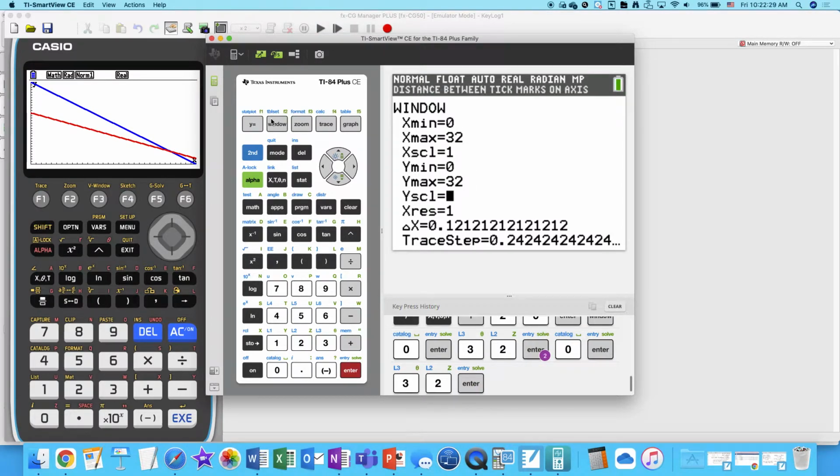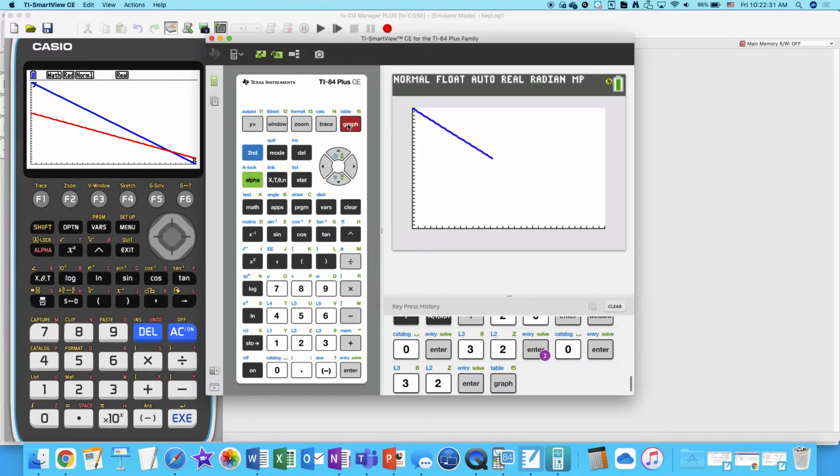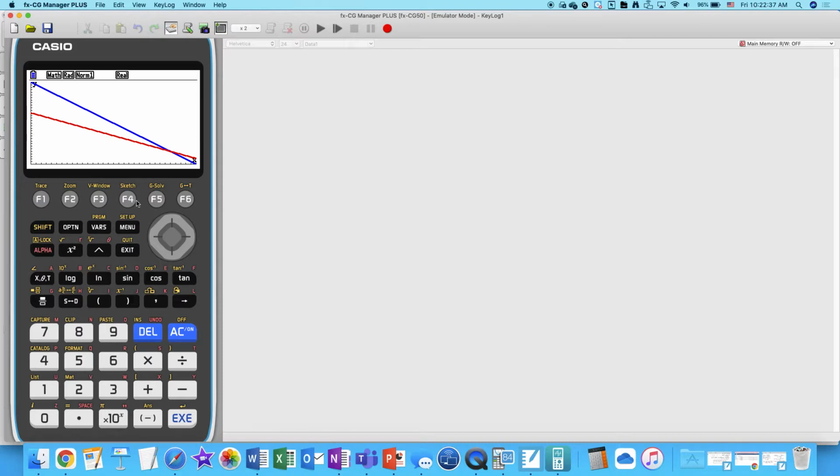Okay, now to find intersection points, how do we do that on the Casio? Yeah, F5 for everything's under G-Solve, right? And then F5 again, because we're trying to find an intersection point. And we are told that that intersection point is at x equals 27, y equals 5.